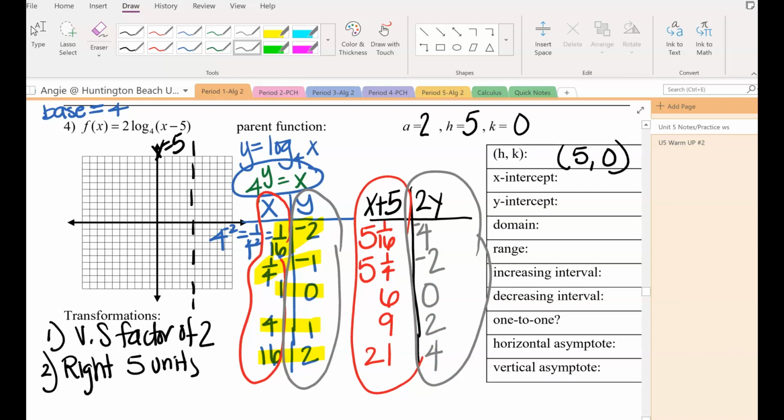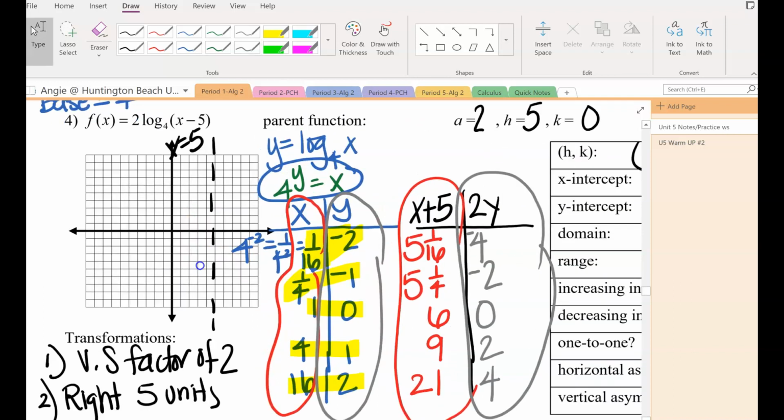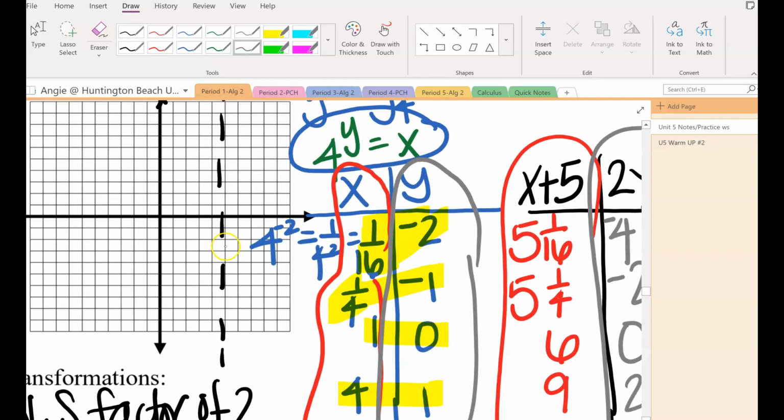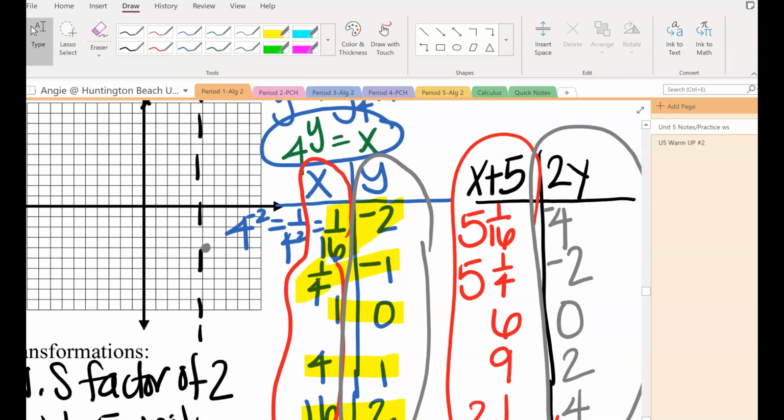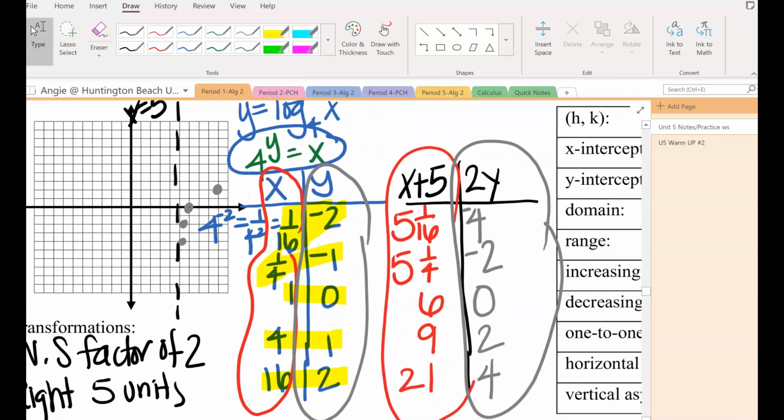So now I will go and plot the dots, okay? 5 and 1/16 goes down to negative 4. Let me make my grid a little bit bigger so I can plot. Okay, next is 5 and 1/4 goes down to negative 2. 6 is now 0. 9 is positive 2. And 21, as you can see, this is a 10 by 10 grid, so 21 is all the way over to the right. I'm just going to eyeball that dot. How about right there? Is that okay with you?